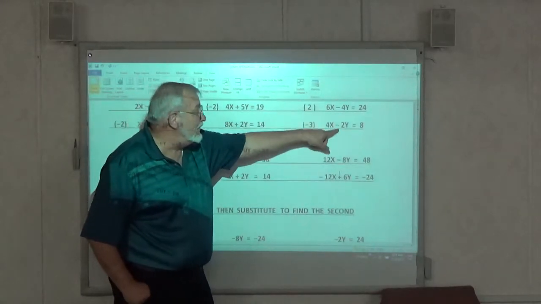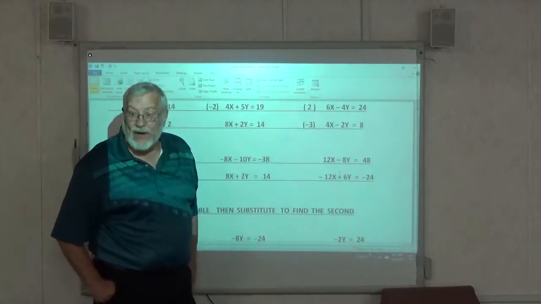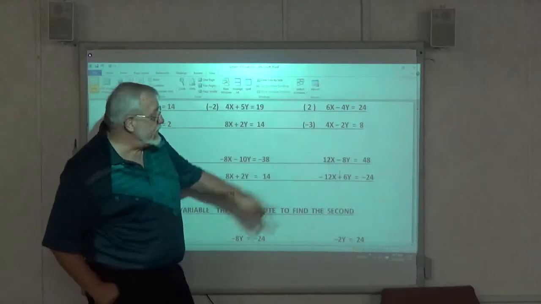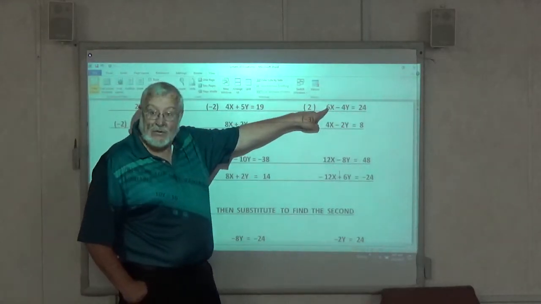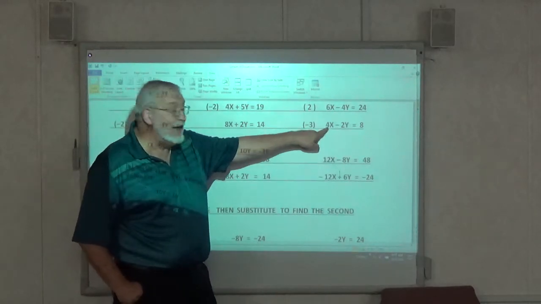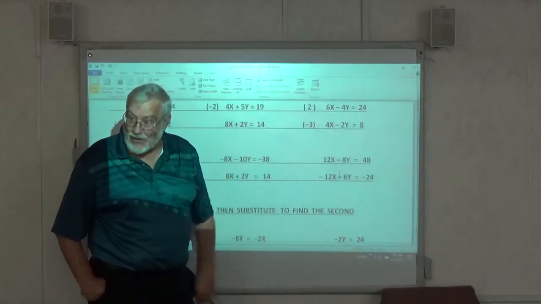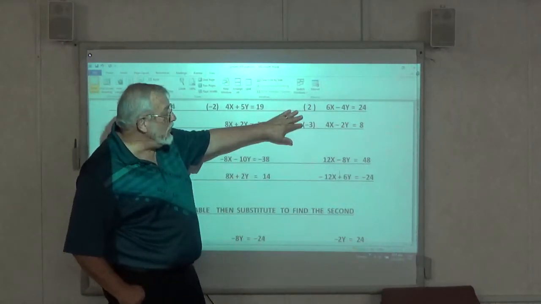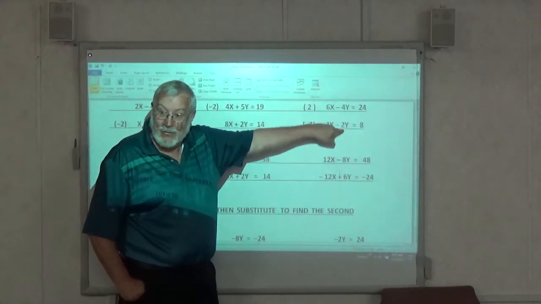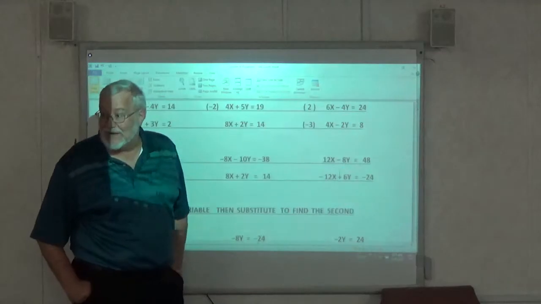I don't have a way to do that with the x's, but 12 is a common denominator between 6 and 4. So if I multiply the top one by 2, I get 12x. Multiply the bottom one by negative 3, and I get negative 12x. 12 plus negative 12 is again 0. Right? Now, if I looked, I could have multiplied the bottom number by negative 2 and gotten rid of the y's. But I just happened to be looking at the x's, and so I dealt with the x's first.